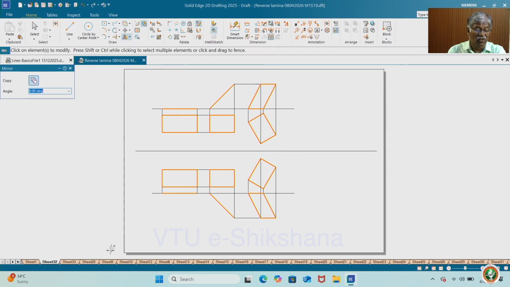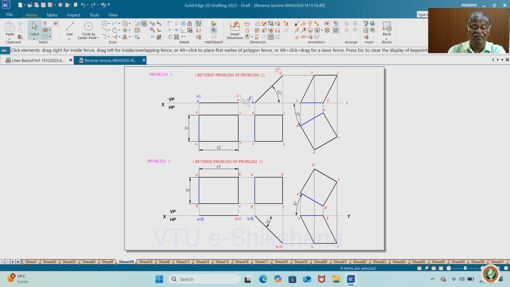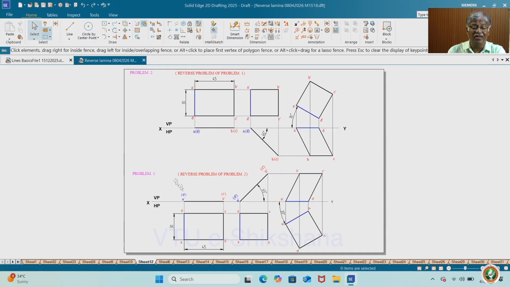Now, I will show you the same comparison, the same pattern you get here. See, regular problem, no naming, that is all. You cannot keep the naming and do it. So, similarly, you can take the inclination to VP first and then get the corresponding inclination to HP reverse problem. So, problem 1 is the reverse of problem 2, problem 2 is the reverse of problem 1, that is what.